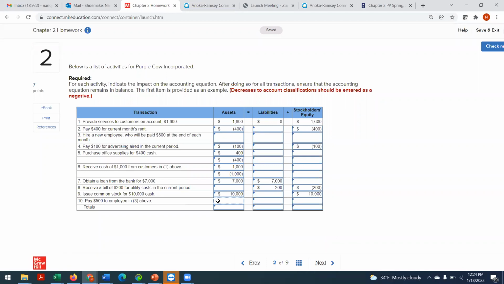When we finally paid $500 to the employee in number 3 above, when we pay a salary, we debit our salary expense and we credit cash. So when we credit cash, it goes down 500 and our salaries expense also reduces stockholders' equity by 500.